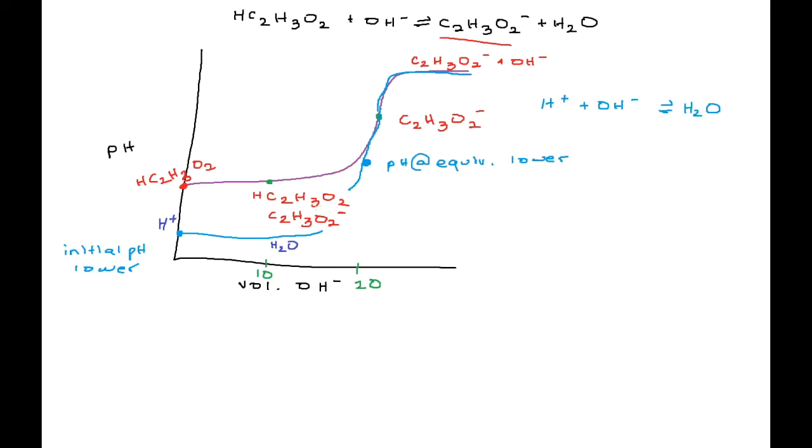For example, if I had hydrochloric acid and sodium hydroxide, at my equivalence point, the only thing that's going to be present is water, because I have equal amounts of hydrogen ions and hydroxide ions. So that's why the pH of a strong acid and a strong base at their equivalence point is 7. As soon as I continue to add hydroxide past the equivalence point, now I'm just adding OH-. And that's why the pH skyrockets, because I'm just adding a strong base.